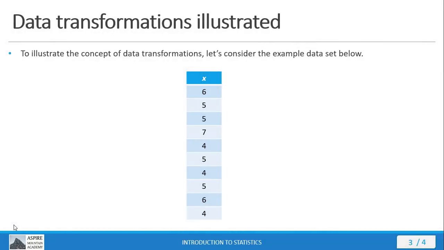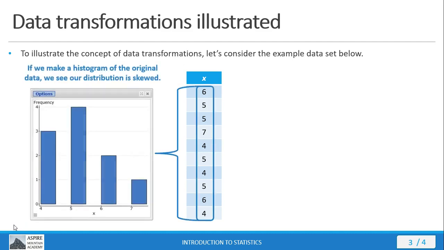To illustrate more of what we're talking about with data transformations, let's look at this example data set that we have here on the screen. I've got a table here showing the individual values in a particular data set. If we were to take these values and make a histogram out of them, here's what we would get.